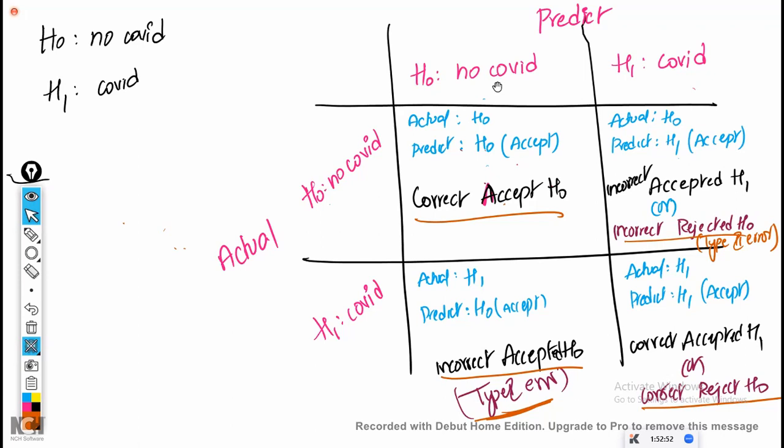Whichever you are predicting, that is what you are accepting. Your prediction is your acceptance. The actual one is the actual one. The actual one will be there, but the prediction should also be there, right? Whatever you are predicting is what you are accepting.